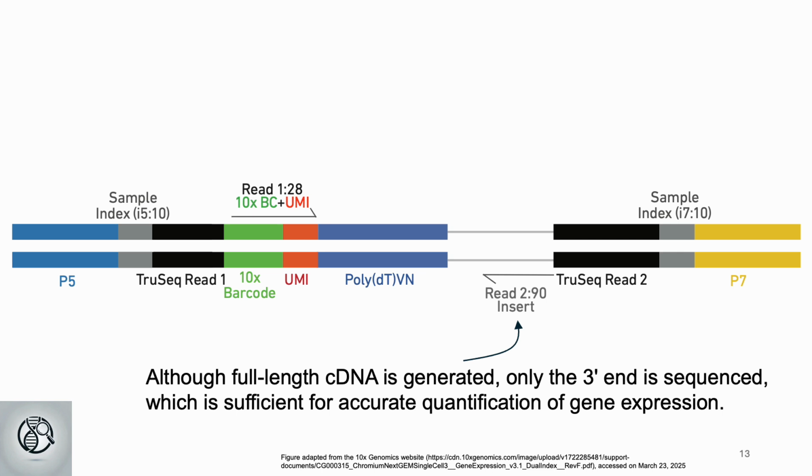But this is totally fine for quantifying gene expression, i.e. determining how many transcripts of each gene are present in each cell. By counting reads that map to the 3' end of each transcript, we can infer the expression levels of the associated genes. Nice!